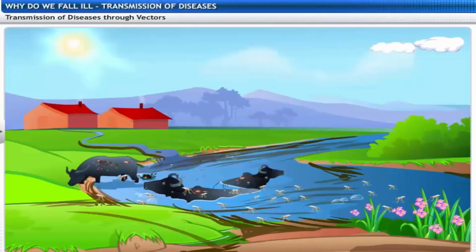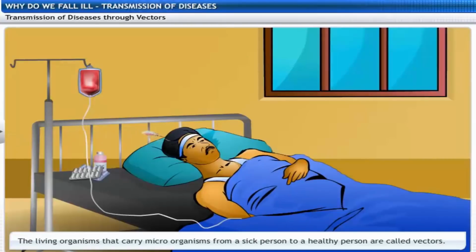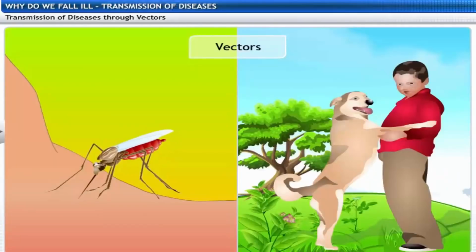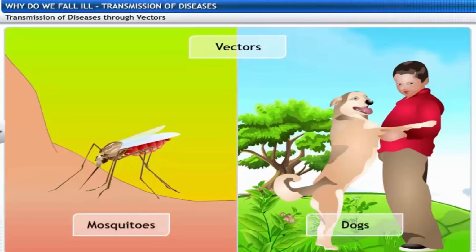Diseases also spread through animals. Some animals carry the infecting agents from a sick person to a healthy person. These animals are called vectors. The most common vectors are mosquitoes, dogs, etc.